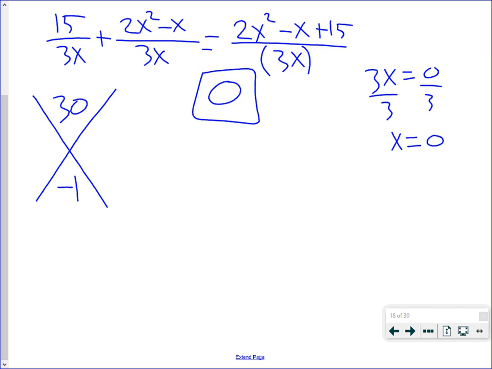So that means our 2x squared minus x plus 15 is our simplified form of the expression. So our excluded value is 0, and 2x squared minus x plus 15 all over 3x is our simplified form of this expression.